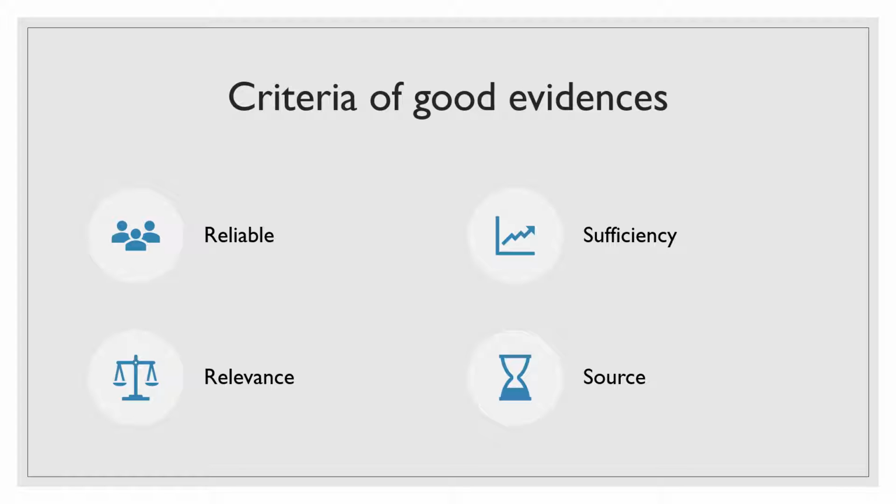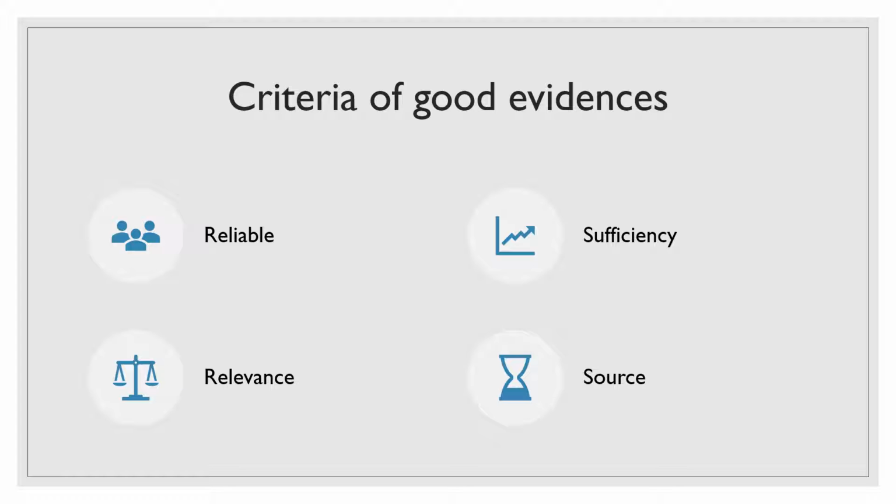The next one is sufficient. Sufficiency is the measure of quantity. Audit evidence is sufficient when it is available in adequate quantity. An auditor applies different audit procedures to obtain sufficient audit evidence, like test checking. The third one is relevant. Whether the audit evidence obtained by the auditor is relevant or not depends on the purpose of the audit procedures.